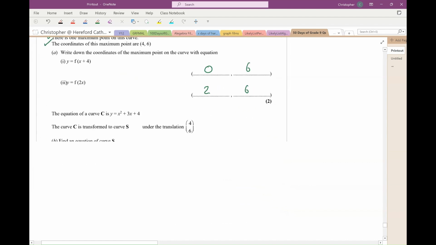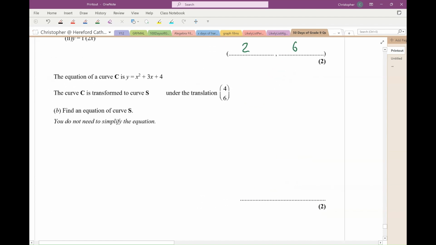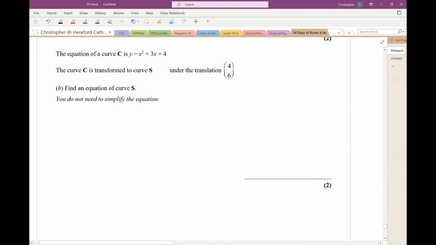Right. The equation of a curve C is given, and the curve C is transformed to curve S under the translation (4, 6). So it moves 4 this way and 6 up. Find the equation of the curve S. You do not need to simplify the equation.